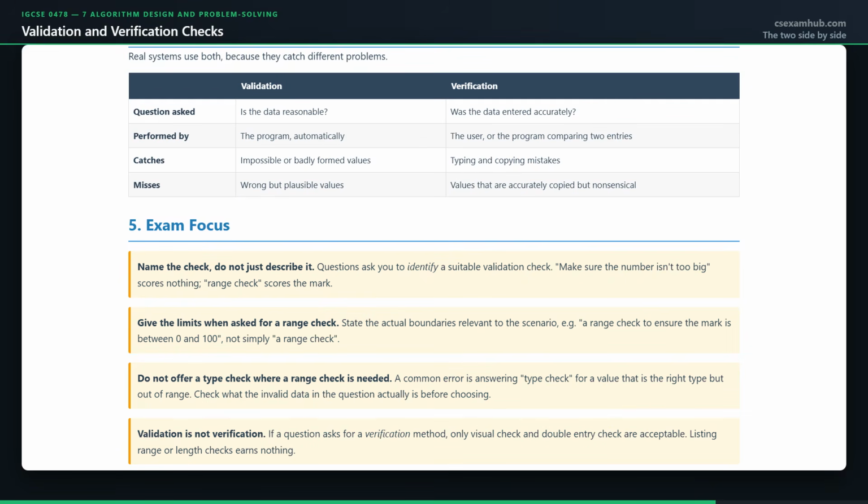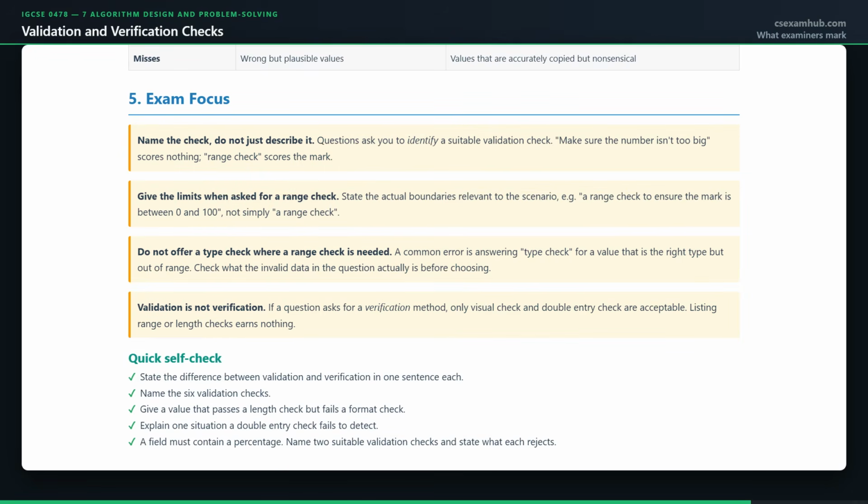And what neither catches: validation cannot detect a valid but wrong value, and verification cannot detect a value that was faithfully copied from a source that was itself wrong. Being able to state that last row is what separates a full answer from a definition.